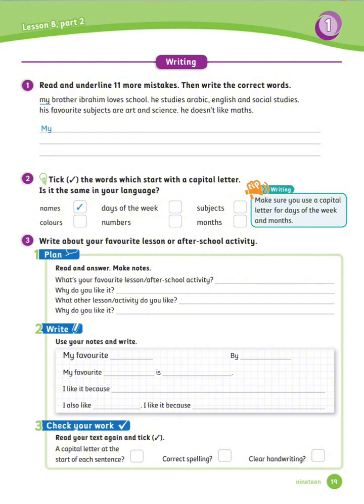Lesson 8, Part 2. Exercise number 1. Read and underline 11 more mistakes. Then write the correct words. Let's read the text first. My brother Ibrahim loves school. He studies Arabic, English, and social studies. His favorite subjects are art and science. He doesn't like math. Now, let's underline the mistake. Then let's rewrite the correct words.